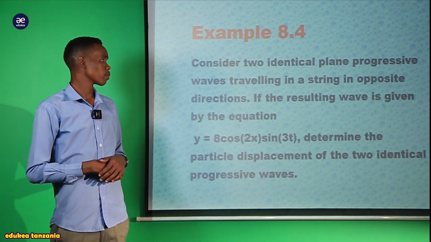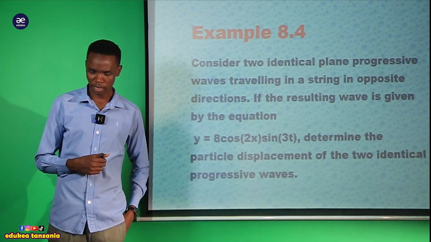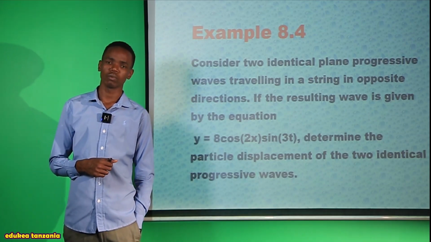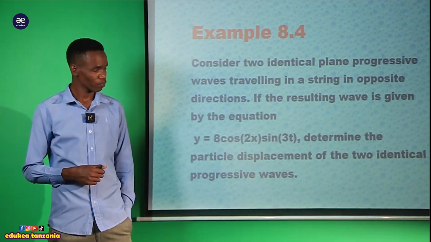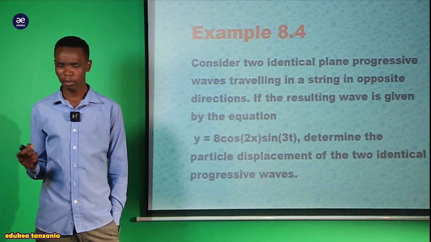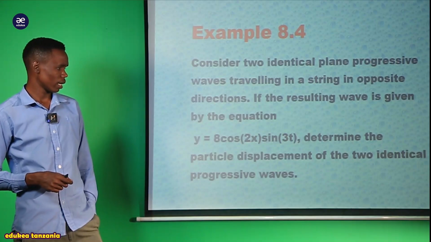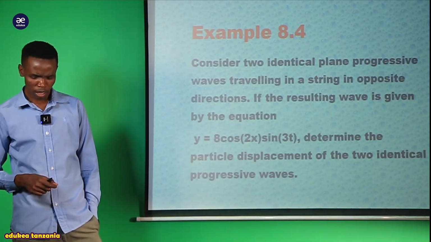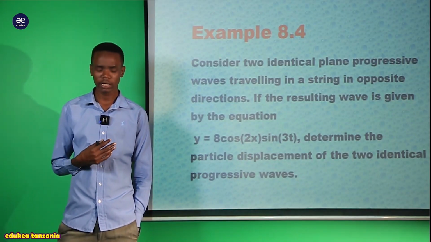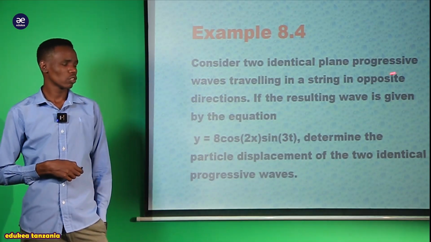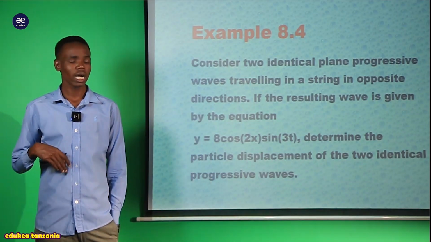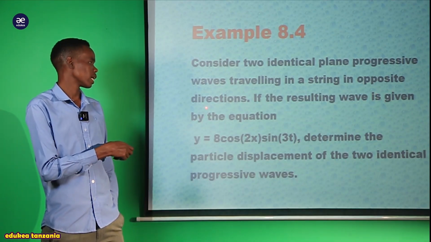So after there, let us proceed and see another example. Let us try to see an example related to what we have tried to discuss in our discussions. So we have our example number 4 for our topic number 8, as we observe. Our example says, as you see here, my dear student: consider two identical plane progressive waves traveling in a string in opposite directions.